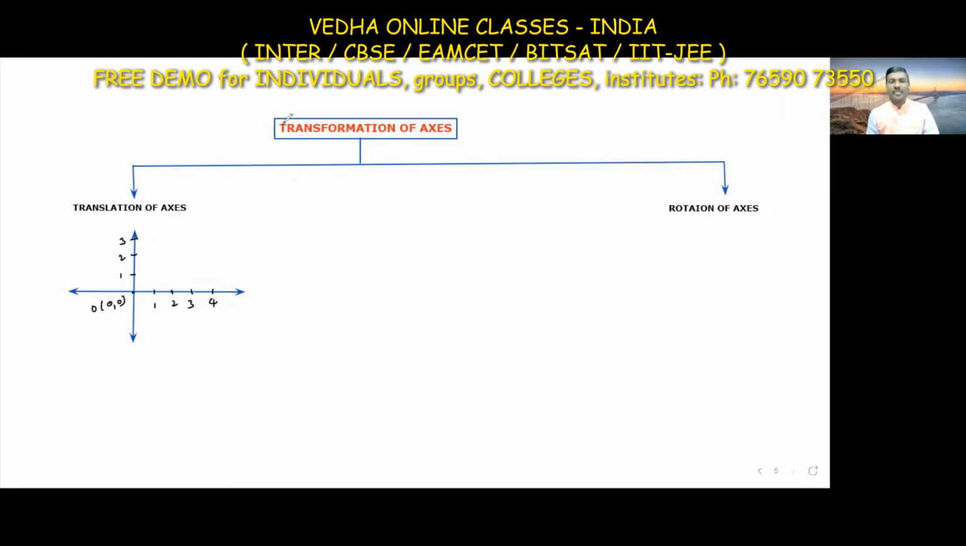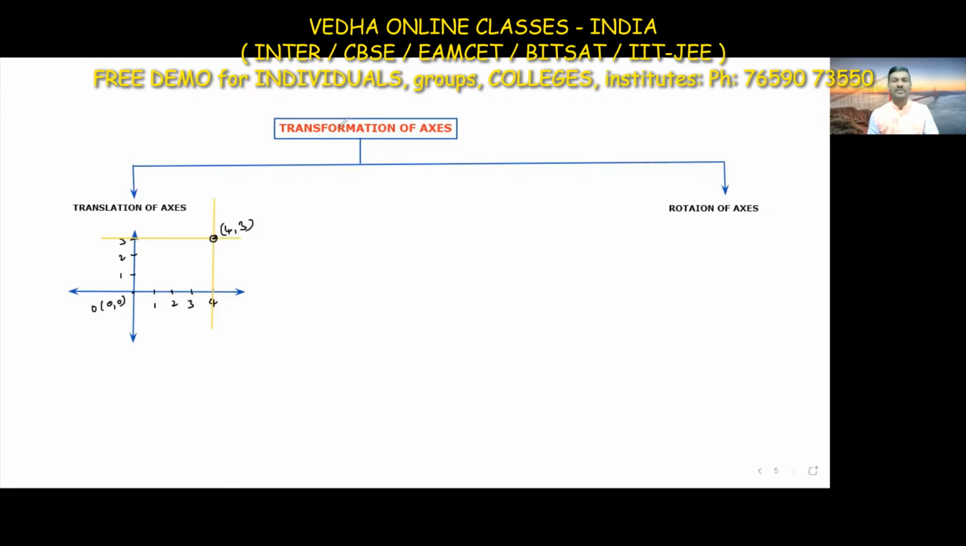Now if you want to represent a point 4 comma 3, how do we represent 4 comma 3? x is equal to 4 line. I am drawing the x is equal to 4 line and the y is equal to 3 line. The intersecting point of these two is called 4 comma 3.